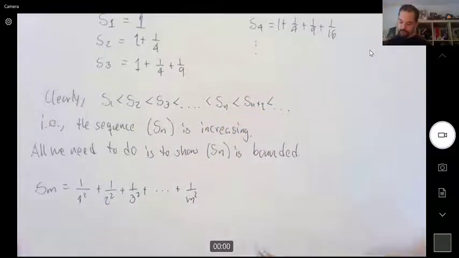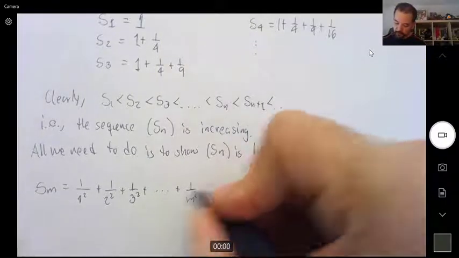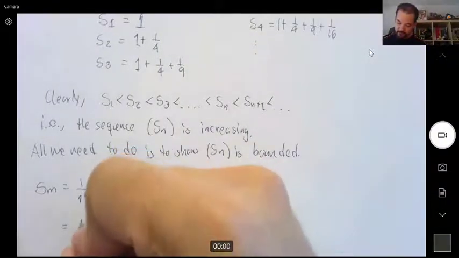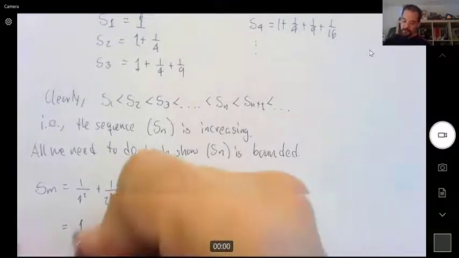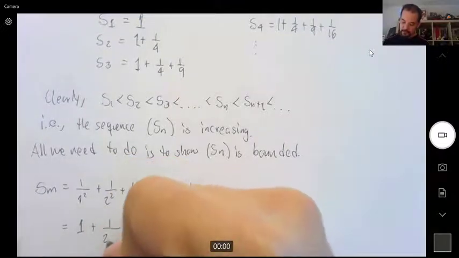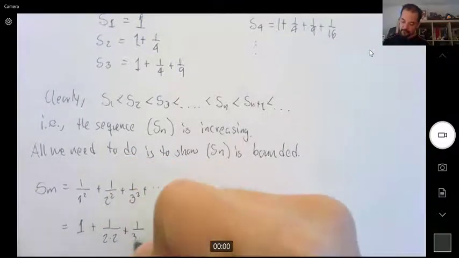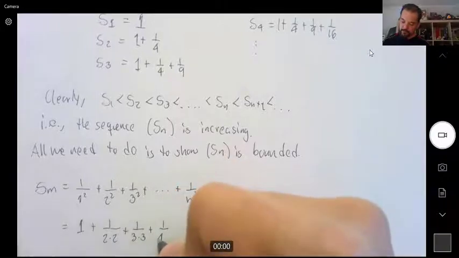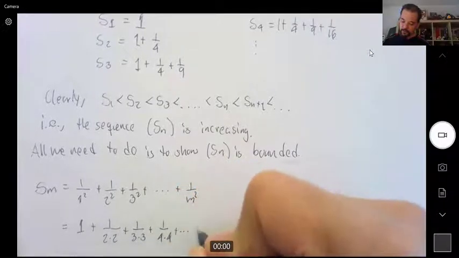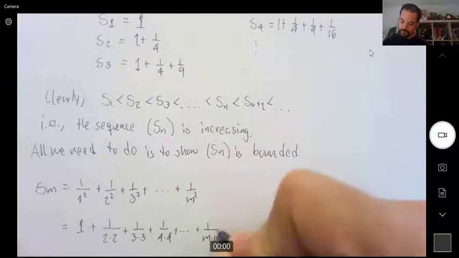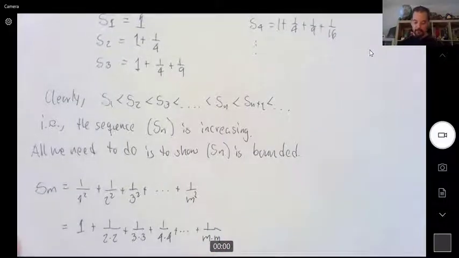Now, I'm going to write it as follows. The first one I'm just going to leave as 1. And then the next terms, I'm going to write as 1 over 2 times 2, and 1 over 3 times 3, and then 1 over 4 times 4, dot, dot, dot, 1 over m times m. And I'll tell you in a moment why I am doing this.